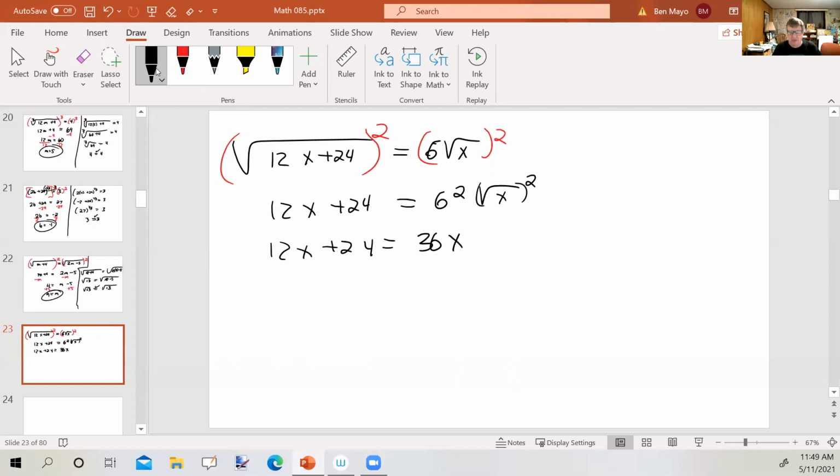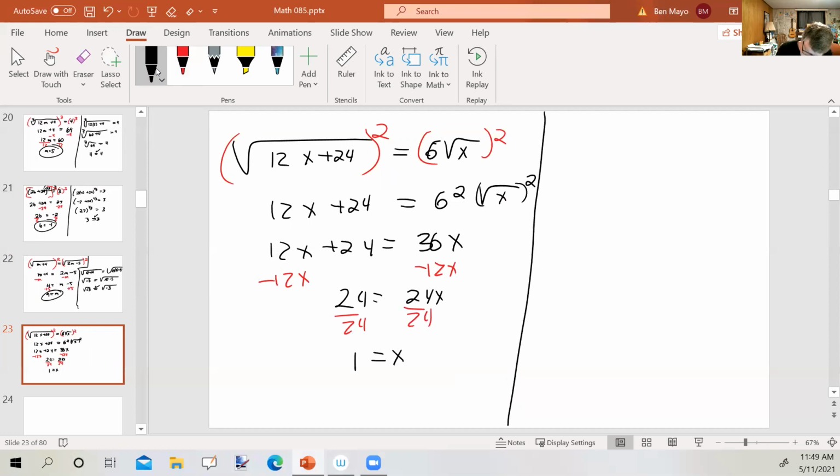6 squared is 36. The square root of x squared is x. So we get 36x. Okay. I'm going to subtract 12x from both sides, giving me 24 equals 24x. I'm going to divide both sides by 24, giving me 1 equals x, or x equals 1.